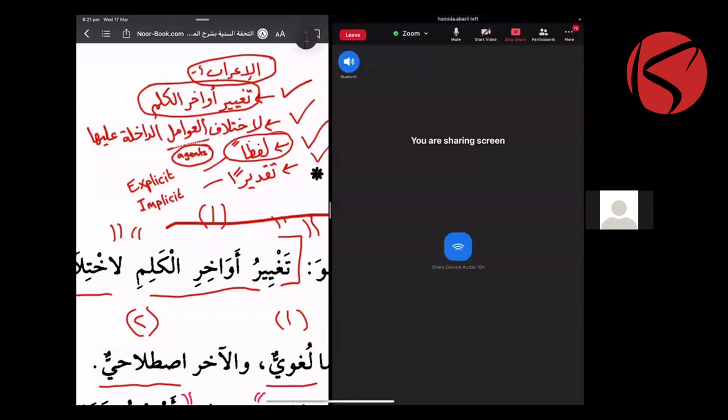So now what I'm going to do, inshallah ta'ala, brothers and sisters, is change the screen to sharing my screen, to a whiteboard, inshallah ta'ala, so I can write on there. Can everybody see the whiteboard?